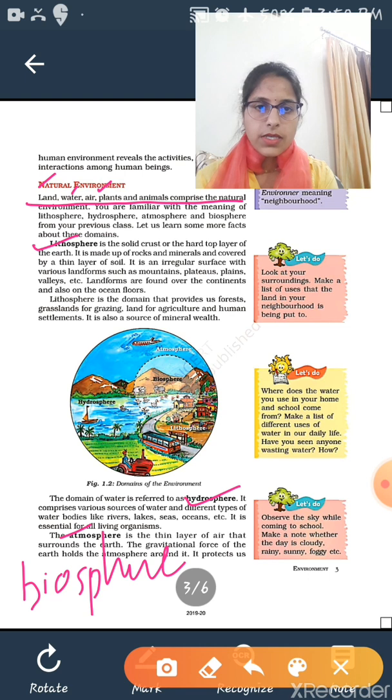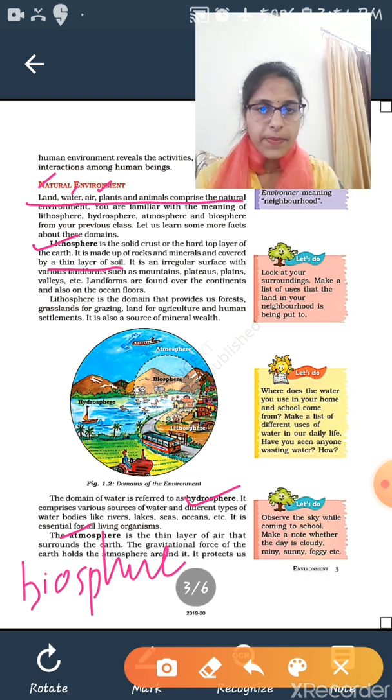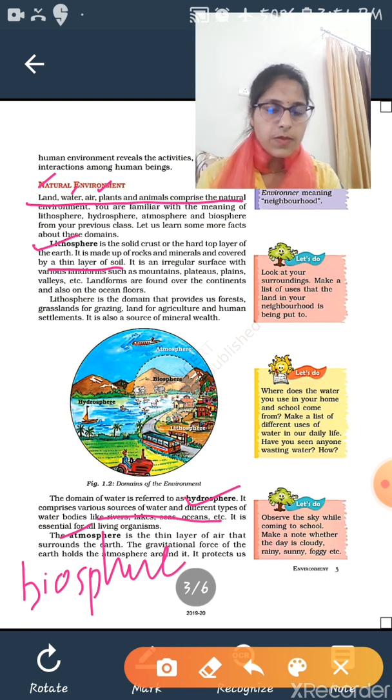Lithosphere is the solid crust or the hard top layer of the earth. It is made up of rocks and minerals and covered by a thin layer of soil. It is an irregular surface with various landforms such as mountains, plateaus, plains, valleys, etc. Landforms are found over the continents and also on the ocean floors. Next domain, hydrosphere. It comprises various sources of water and different types of water bodies like rivers, lakes, seas, oceans, etc. It is essential for living organisms.